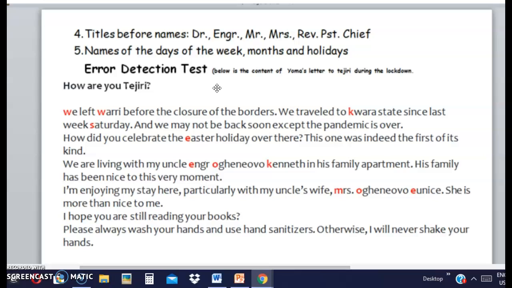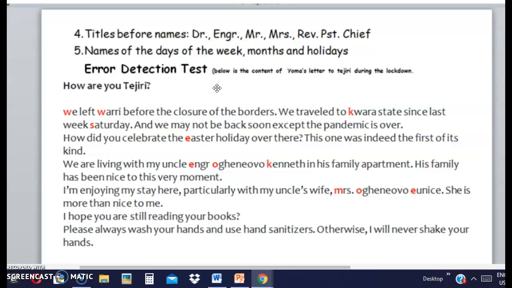The fifth rule is names of the days of the week, like you have Sunday, Monday, Tuesday, and so on and so forth. Then you also have the months of the year. Months of the year are January, February, March, and so on and so forth. Then holidays, like you will have Christmas, you have Easter, Eid al-Maulud, and so on and so forth. Now, having said that, let us take an error detection test.